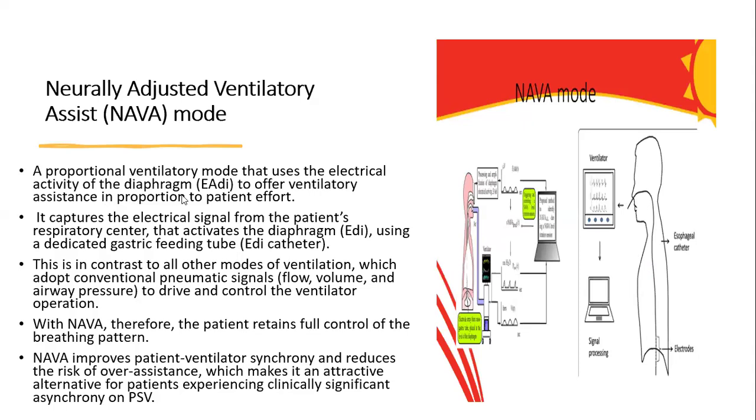So it's a proportional ventilatory mode that uses electrical activity of the diaphragm to offer ventilatory assistance in proportion to the patient's effort. This esophageal catheter has an electrode that captures the electric signal from the patient's respiratory center, activating the diaphragm, using the ET catheter, like we said. In contrast to all other forms of ventilation, which adopt the conventional pneumatic signals, this neurally adjusted ventilator assist mode uses the respiratory center.